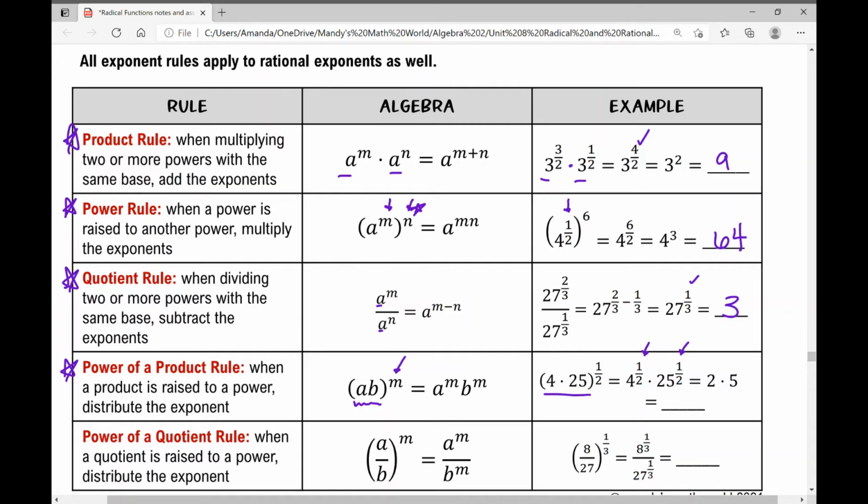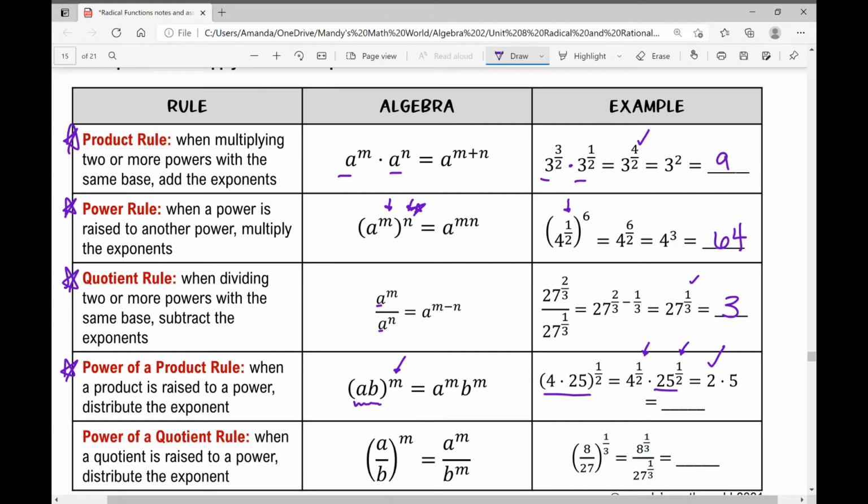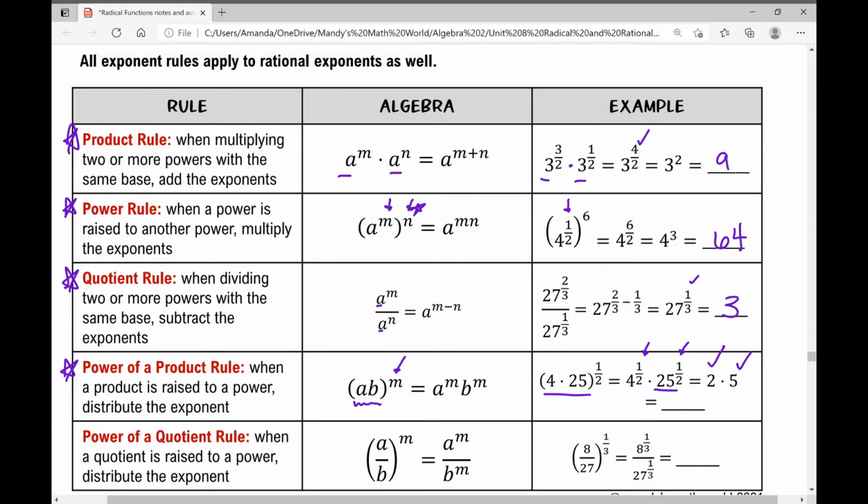Well, anything raised to the power of 1/2 is just taking the square root of that. These are two perfect squares here. So 4 to the power of 1/2, which is the square root of 4, is 2. 25 to the power of 1/2, which is the square root of 25, is 5. And 2 times 5 is 10.